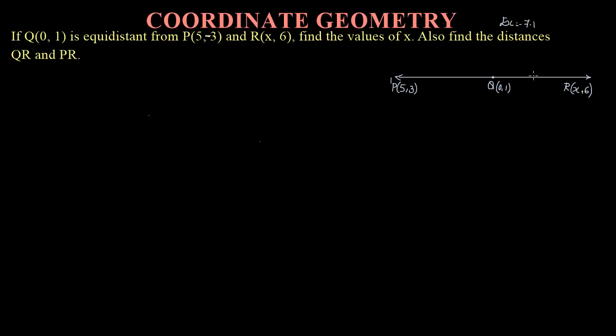So I have just drawn a line here. I have marked the point P and R. I have written the coordinates of P and R as well. These 2 points are equidistant from the point Q. What is the coordinate of point Q? It is 0, 1, right? So it is -3 here. So let me just mention that.